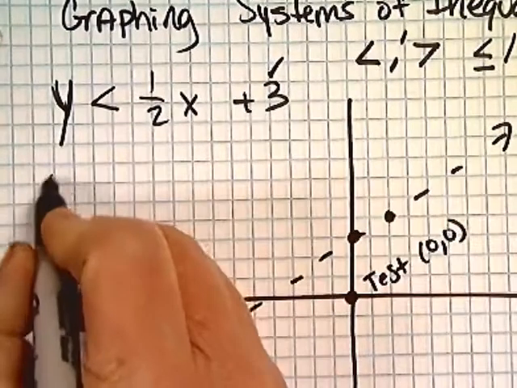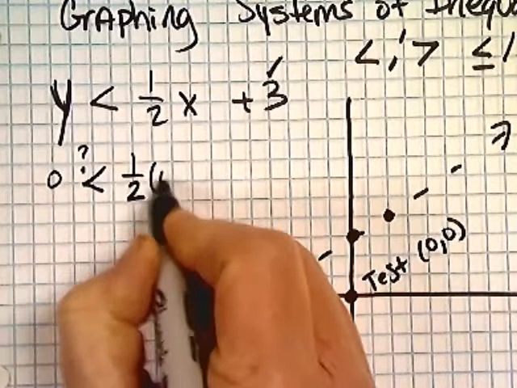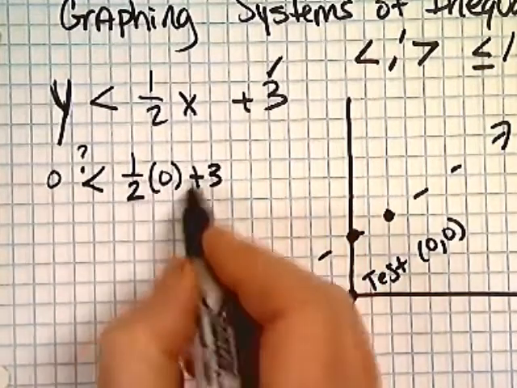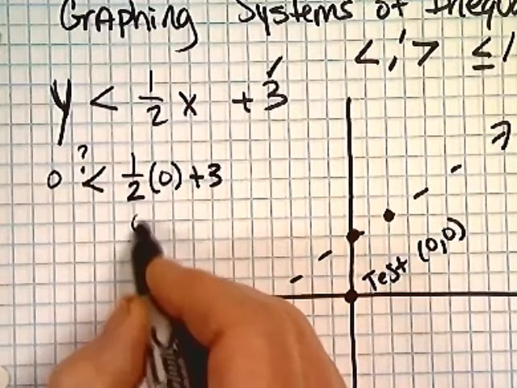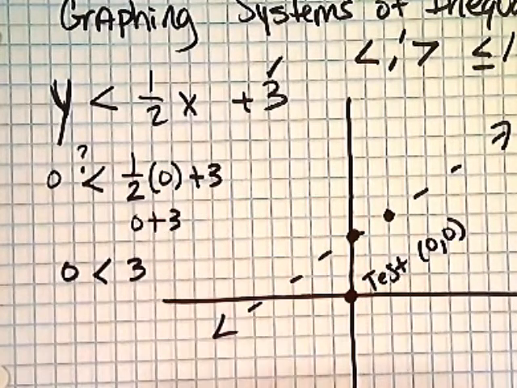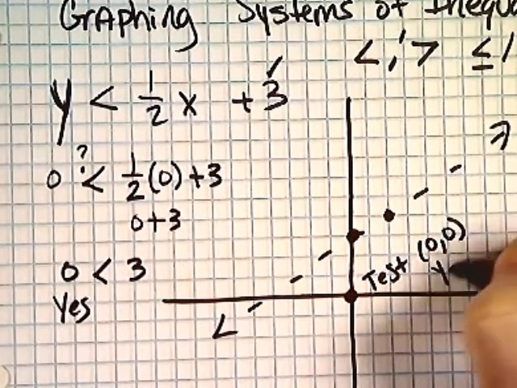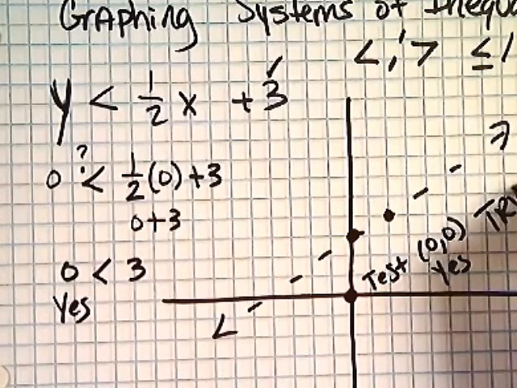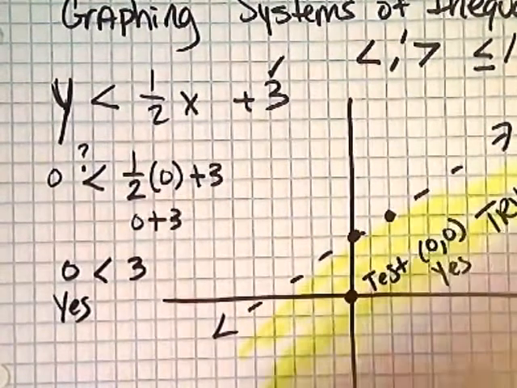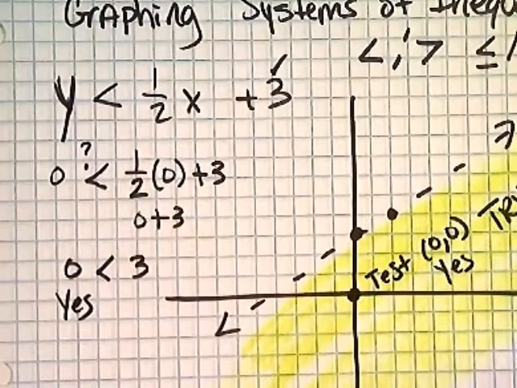So here we go. Is 0 really less than 1/2 times 0 plus 3? So you do the math over here. Half of 0 is 0. 0 plus 3 is 3. Is 0 less than 3? Yes. So when I tested that, I got a yes or a true. So I'm going to shade that side. Okay?